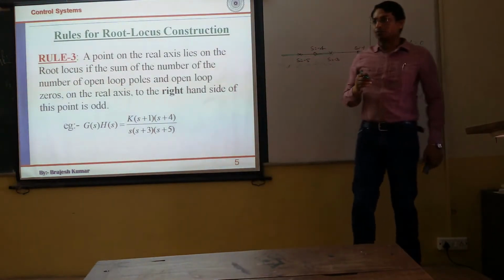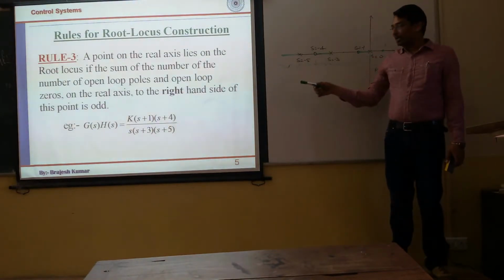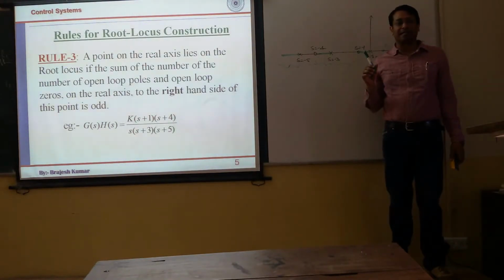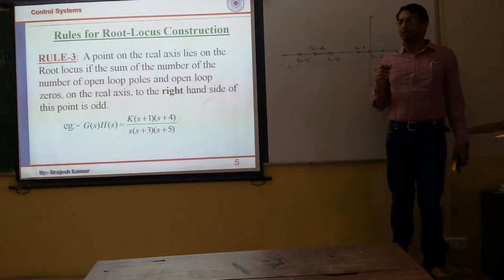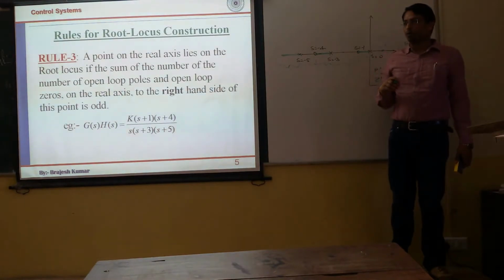So which section of your real axis will be part of the root locus? We can see by this method. If the number of poles on the right-hand side of that particular section plus the number of zeros on the right-hand side of that section comes to an even number, then it will not be part of the root locus, and if it is odd, it will be part of the root locus.